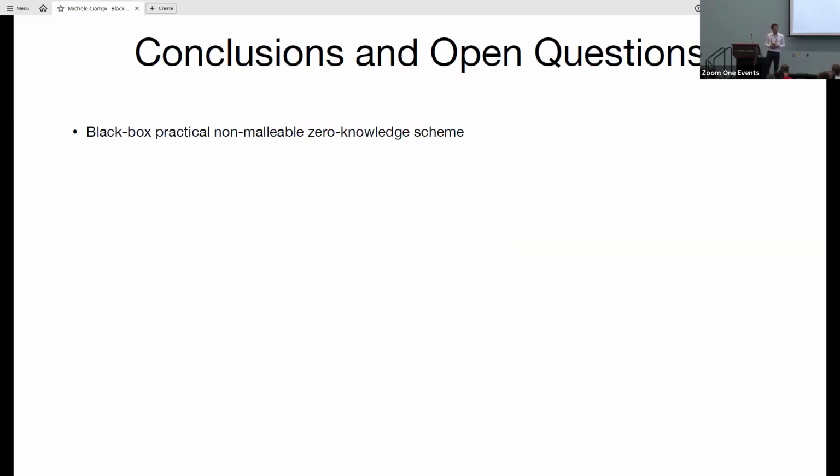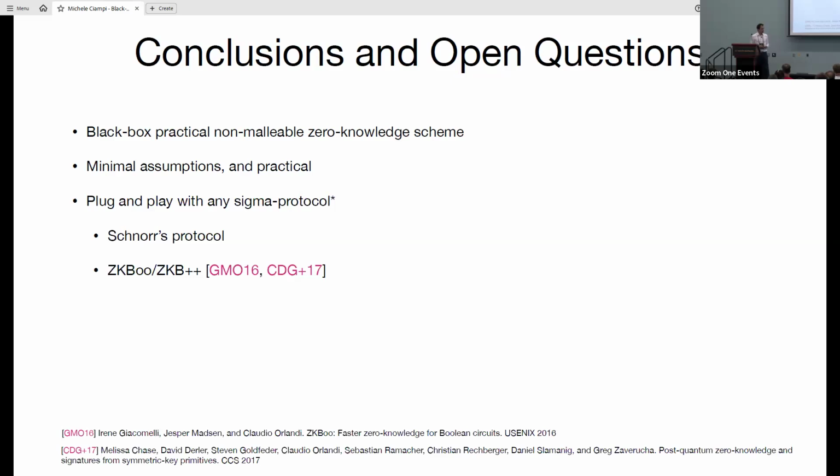So to conclude, what we propose is the first black box and practical non-malleable zero knowledge scheme from one-way functions. Our scheme is plug and play, so you can use any Sigma protocol. Actually, you can use any three-round public coin argument system. So for example, you can use ZKBoo, and that's how we have evaluated the performance of our scheme.